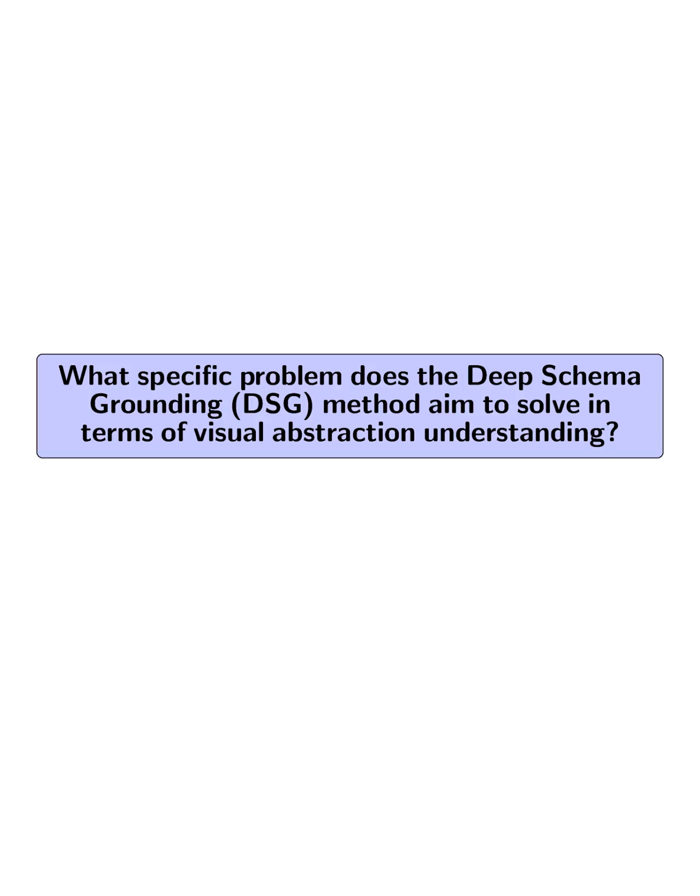What specific problem does the Deep Schema Grounding (DSG) method aim to solve in terms of visual abstraction understanding?